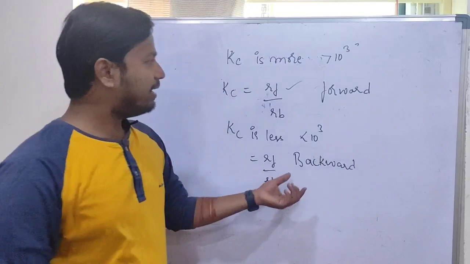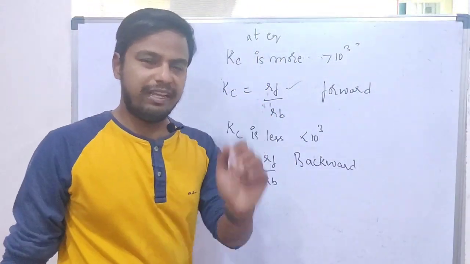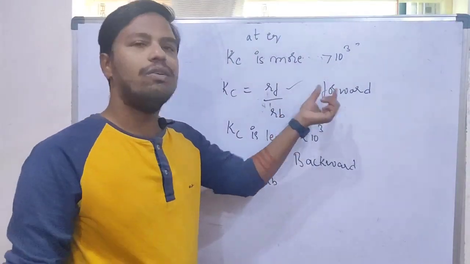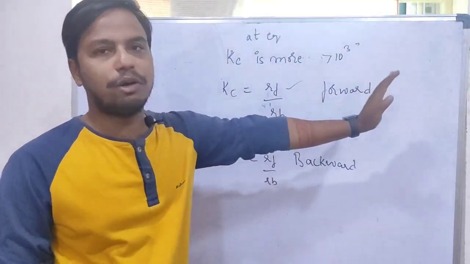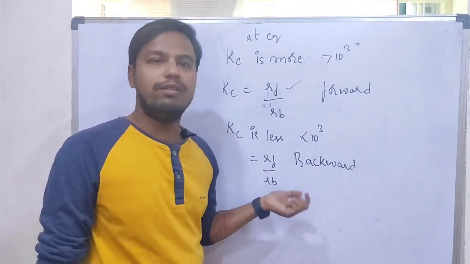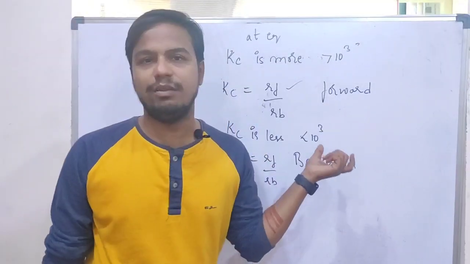So this is happening at equilibrium, Kc at equilibrium, right? If equilibrium is established and the Kc value is more, then the reaction goes forward, that means towards the product side. What if the Kc value is less? If it is less, it will go backwards, that is towards the reactant side. This is all about the Kc values.